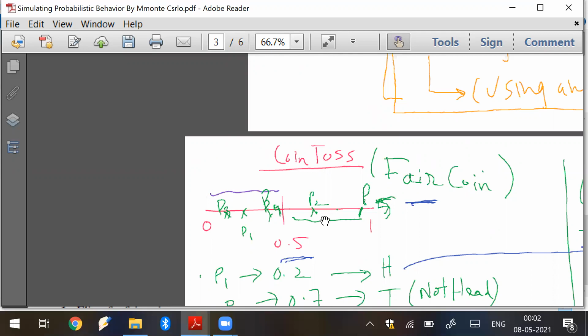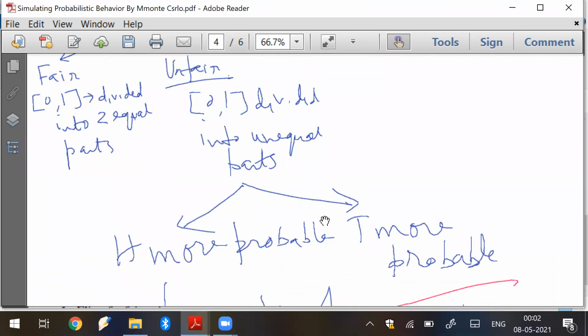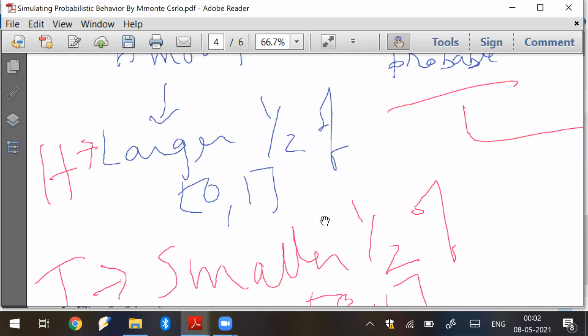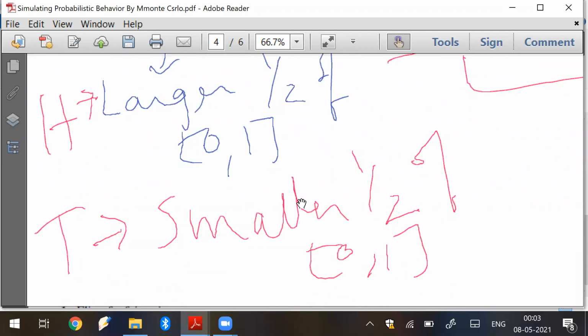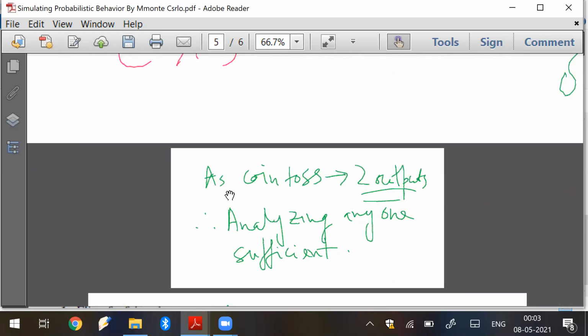Okay, so this depends on what we are designing the algorithm for. That is what I have just written here roughly. Now, as I already said, if it is a coin toss with two outputs, then analyzing only one is sufficient. But this is not the case if we have more than two outputs.